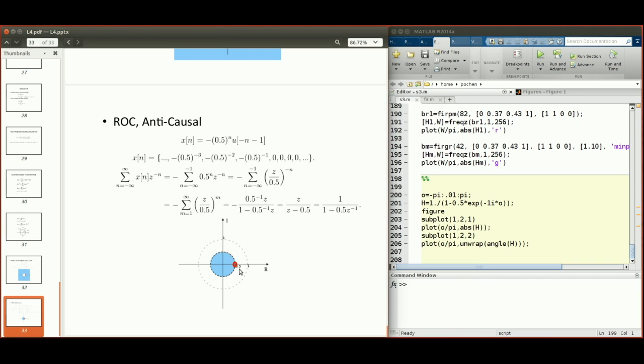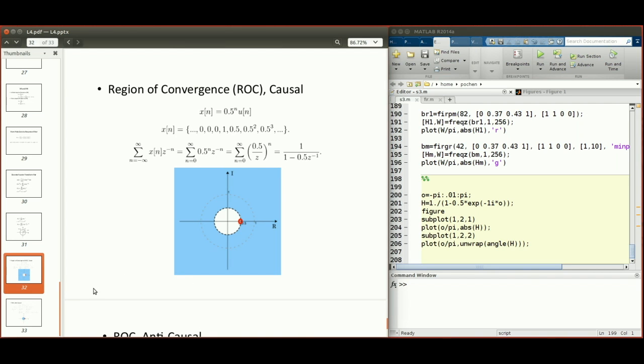So the pole is again located at this location. But now the region of convergence is actually a circle passing through the pole, and it's inside that circle instead of outside of the circle. If you compare it with this one, it's just the opposite.